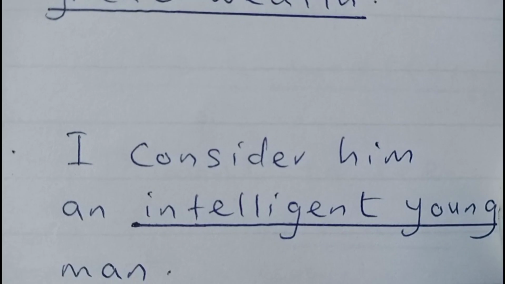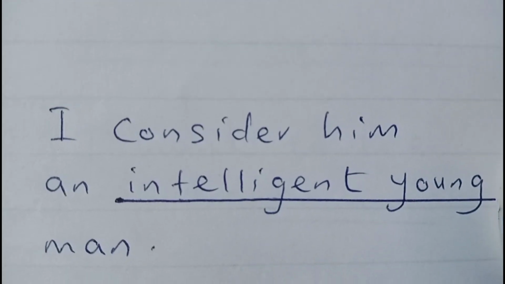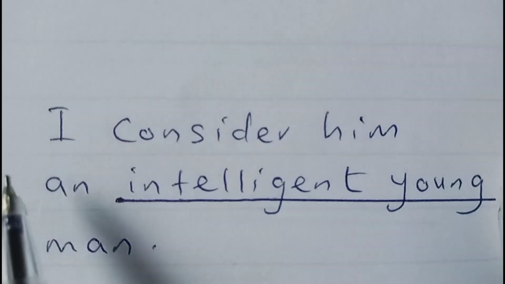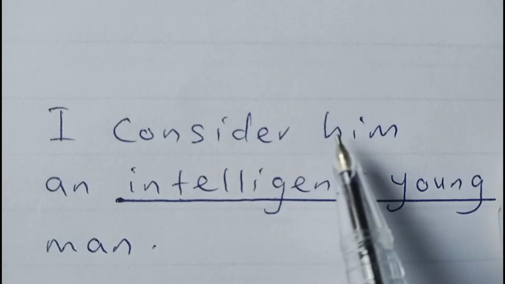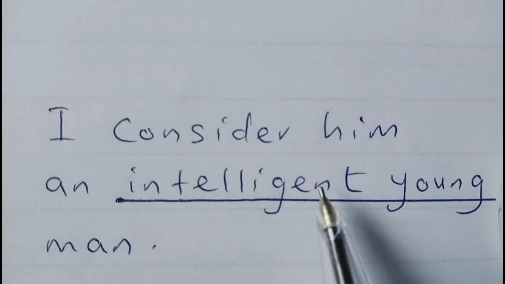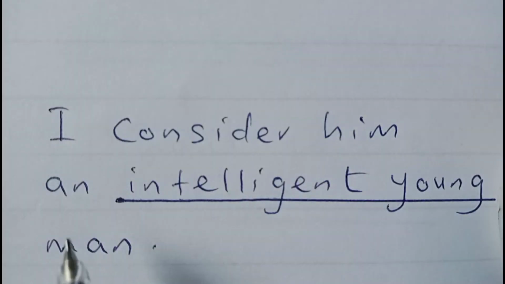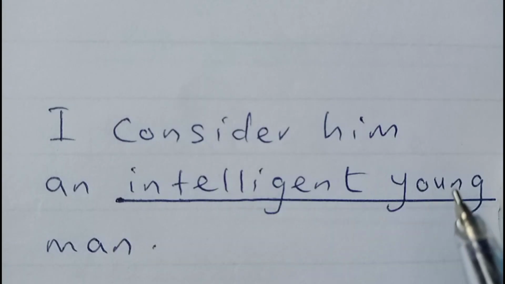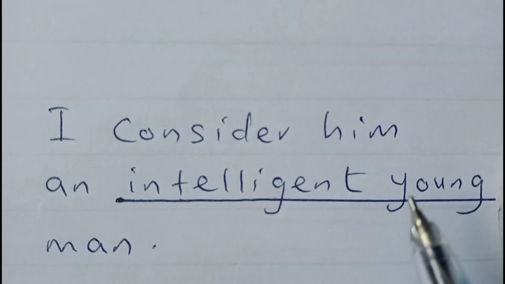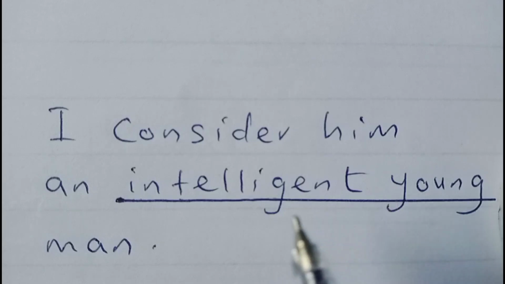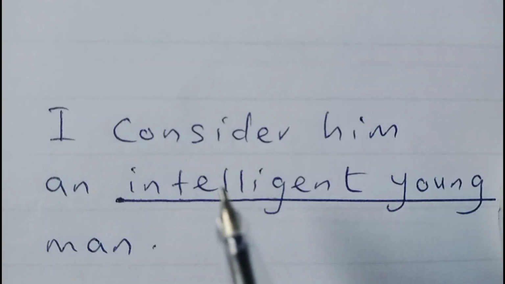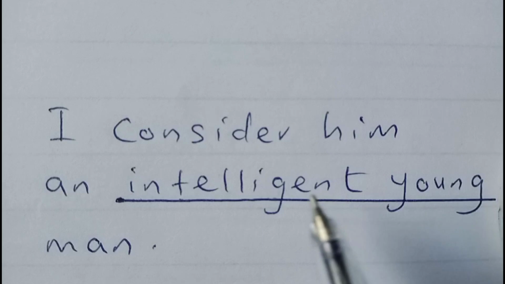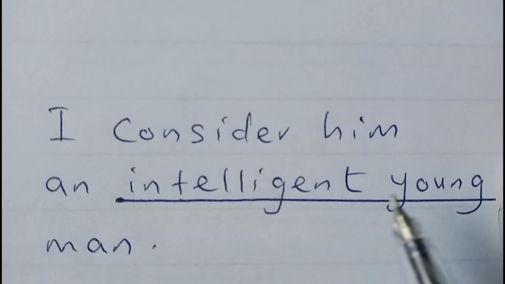Let's look at another example here. I consider him an intelligent young man. As you can see, the phrase is underlined. Intelligent young is our phrase. It's a phrase because it's a group of words without a finite verb.